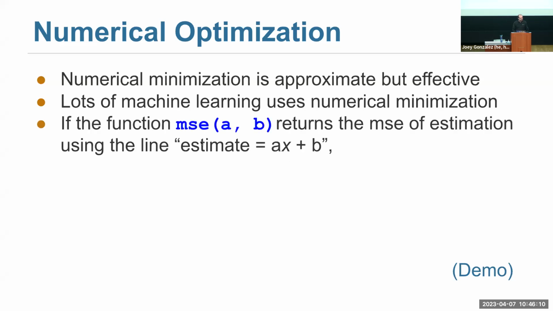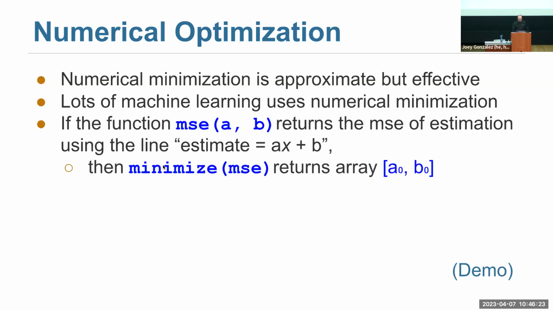Our goal is to take something like an error function over a choice of models. So my slope and intercept, that gives me a line. We're going to call that a model. I want to minimize the error. I'm going to apply these numerical methods to minimize that. So here's how you do it. You say minimize and then your function.